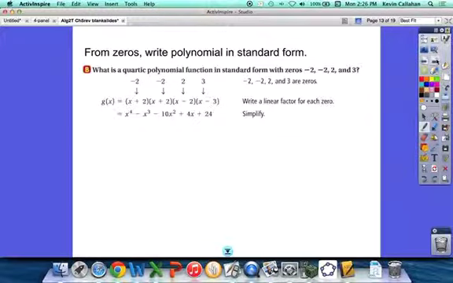We did it over there, right? We turned it into the same thing. So take the zeros and turn them into linear factors by doing x minus the zero. So negative 2 turns into x plus 2, and it's there twice. And then 2 turns into x minus 2, 3 turns into x minus 3. And now this one is a little more difficult because it has so many zeros, right? So now you have to multiply.